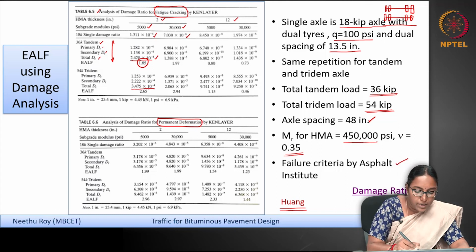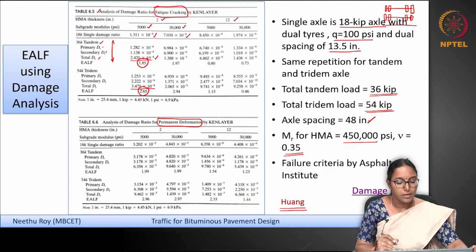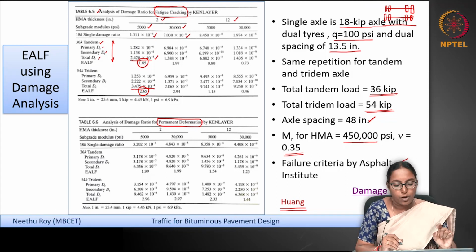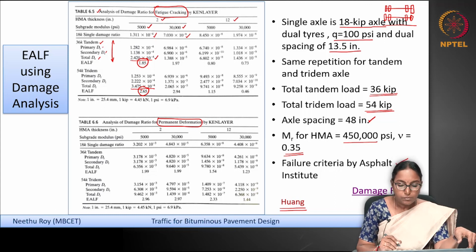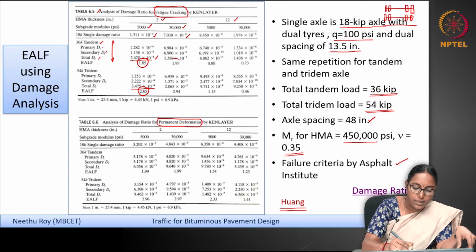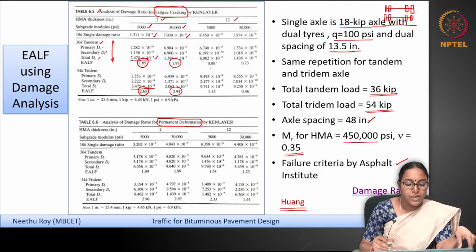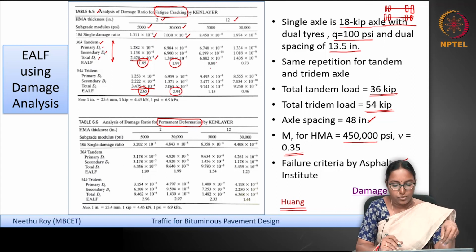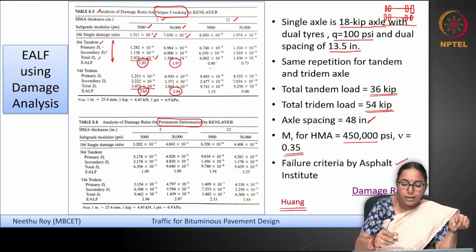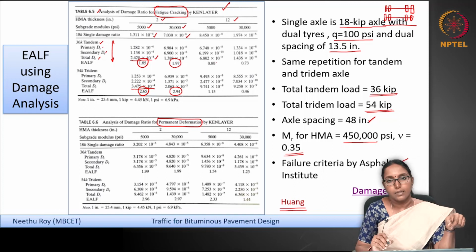Likewise, the TRIDEM axle has an equivalent axle load factor of 2.65, which again is obtained from the ratio of the damage ratio of the TRIDEM to the damage ratio of the single axle. Now, for each of these pavement structures that we have considered, you can see the equivalent axle load factors for the tandem and for the TRIDEM based on this damage ratio computation, and this is using fatigue cracking as the criteria.